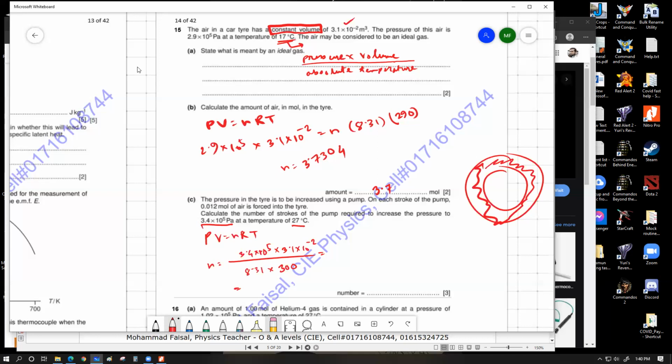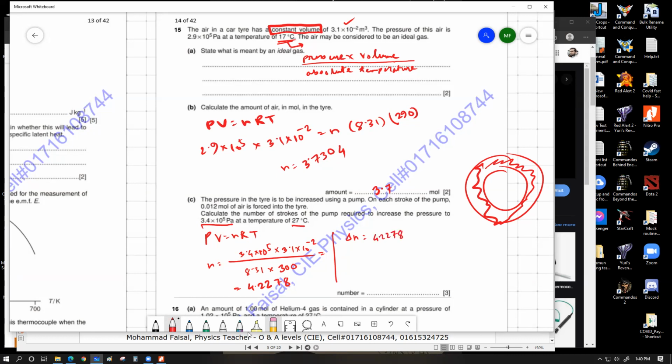I'm getting 4.2278. So this is the new number of moles that we're going to require. So the difference of mole number that we have to actually put in would be the variation of these two.